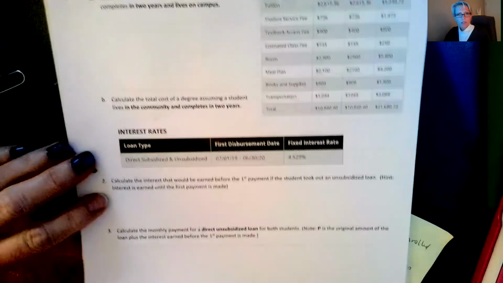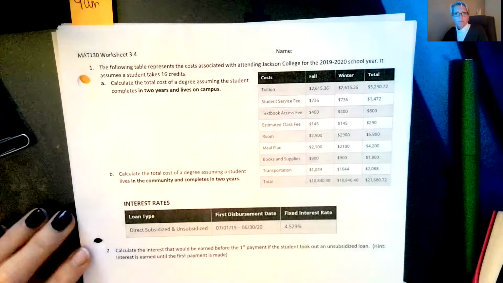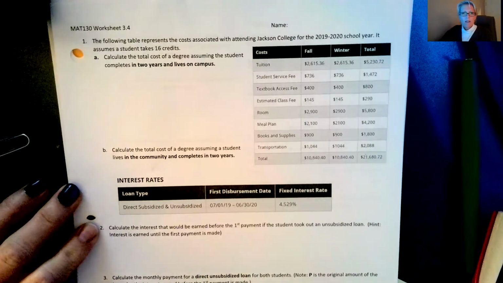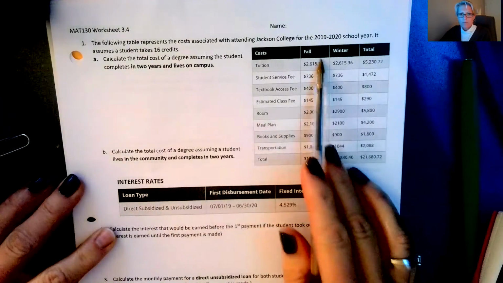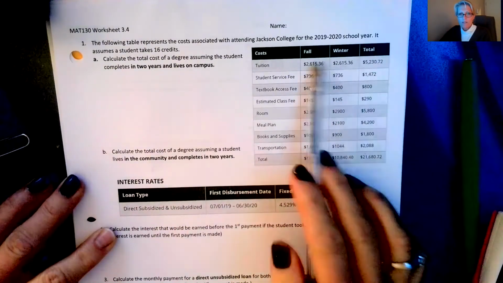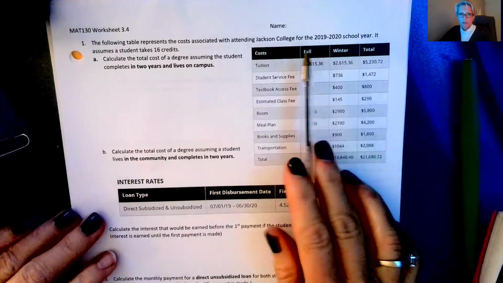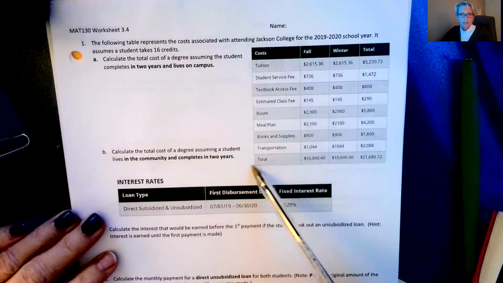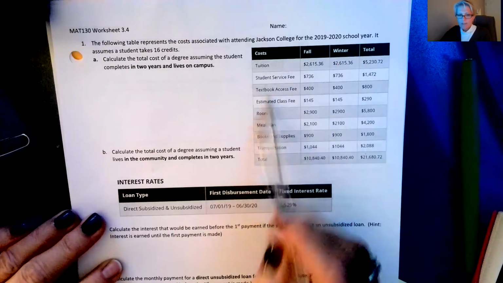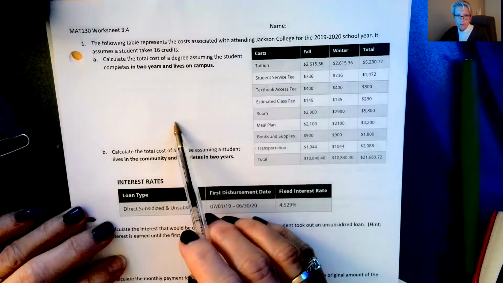Then I wanted to address some questions on the 3.4 worksheet. When it says 2 years and lives on campus, it's basically using this total column because they're going to go fall and winter for 1 year. They're probably going to take summer off, and then go fall and winter for the second year. If there are pieces of these costs that you don't think apply when you live on campus, just let me know that you didn't include them.